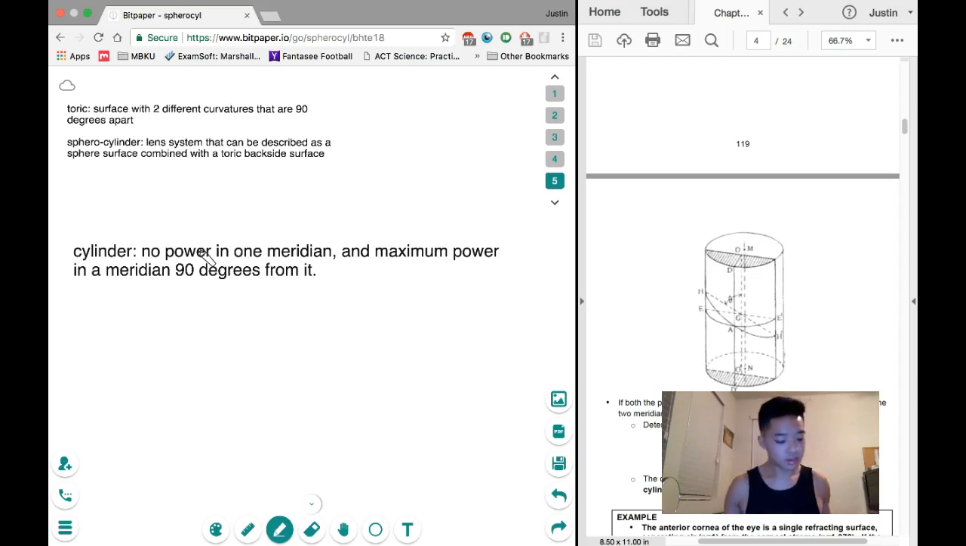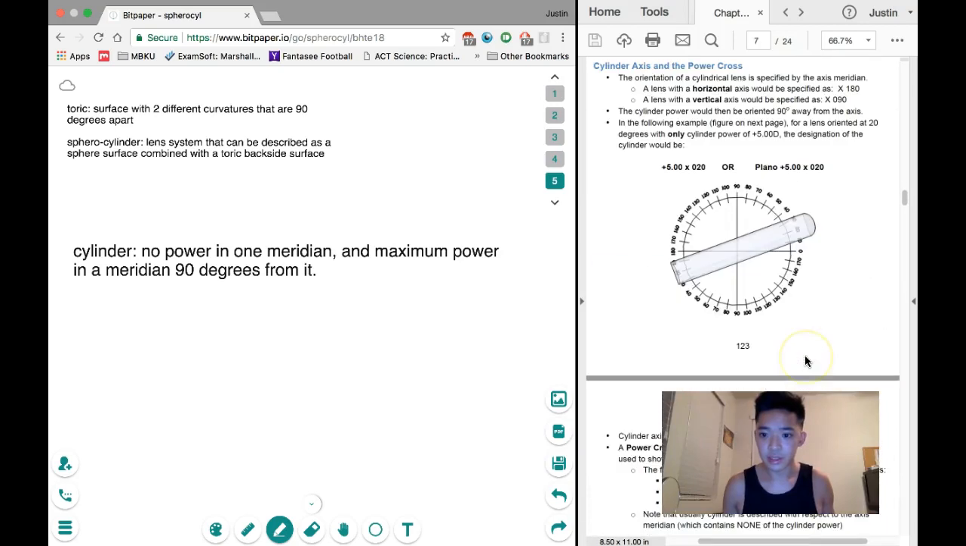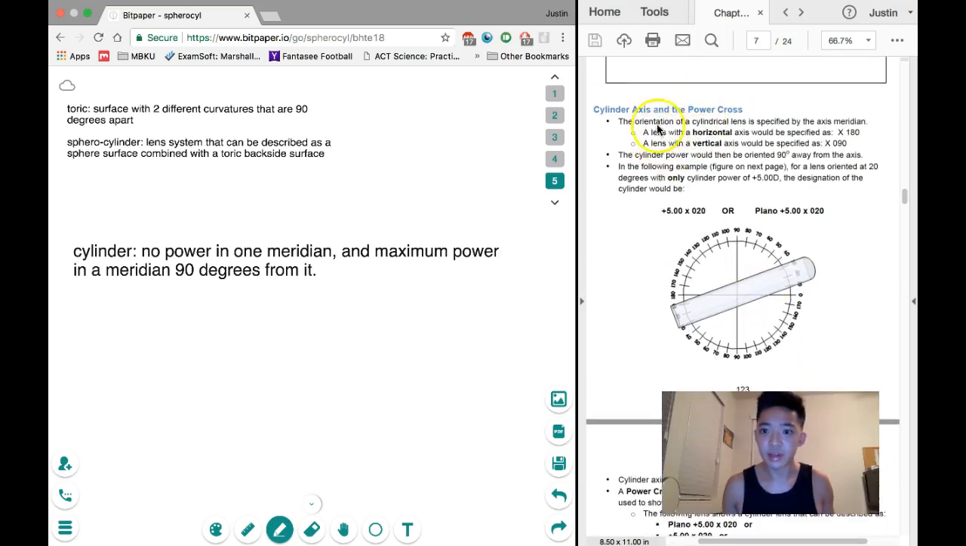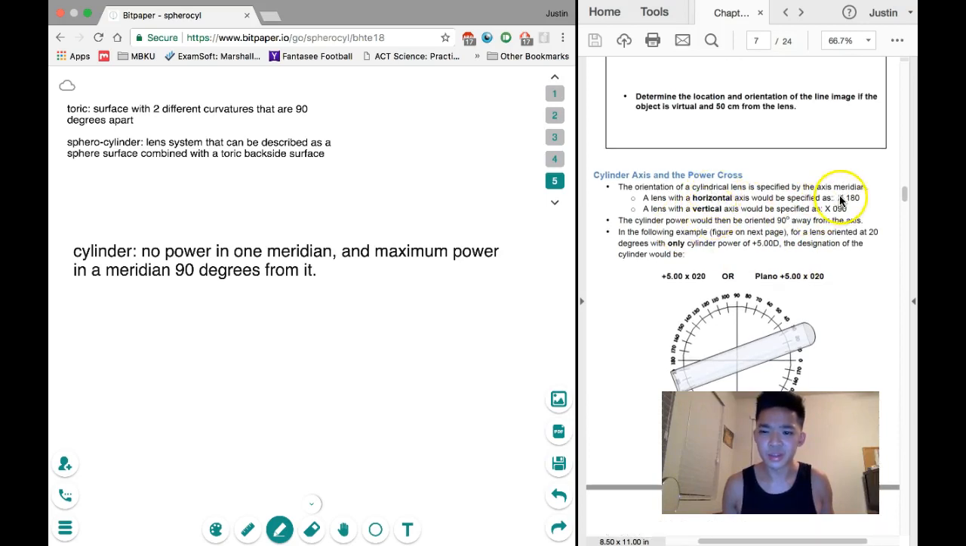Like I said, we're going to go through this convention. I'll just read along. The orientation of a cylindrical lens is specified by the axis meridian. So what does that mean? The axis meridian is the one that has no power, right? So a lens with a horizontal axis meridian would be specified as x180, and a lens with a vertical axis meridian would be specified as x090.